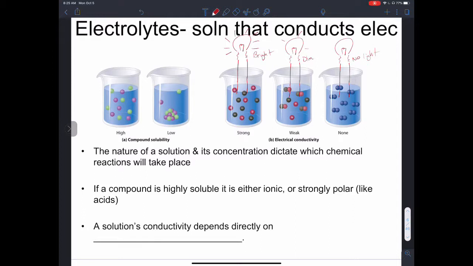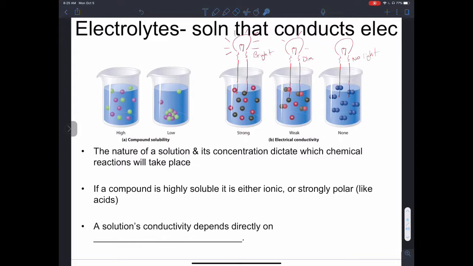Now that, of course, depends on what we see here at the left, how many particles are in the solution to begin with, or if that thing that was added to the solution is perhaps not at all soluble, not at all dissolving, and it just kind of stays in a chunk and doesn't even break apart at all. So the nature of a solution and its concentration will dictate what chemical reactions take place. So that is why we are learning this. We need to figure out what substances, when you put them in an aqueous environment, will come apart, what will dissolve, what will dissociate, and eventually what will ionize.